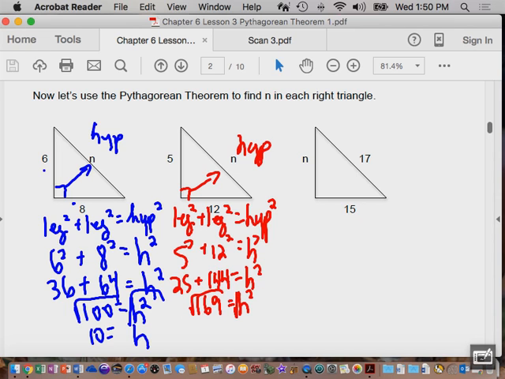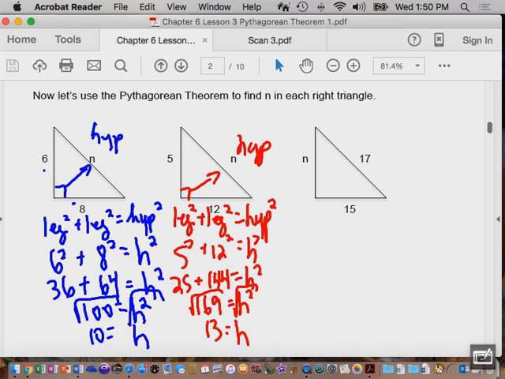You don't divide by anything. You ask yourself what number times itself is 169, and the answer is 13. So 13 times 13 is 169? Mm-hmm. That's the way to do it. That's what square root means. You just gotta multiply.